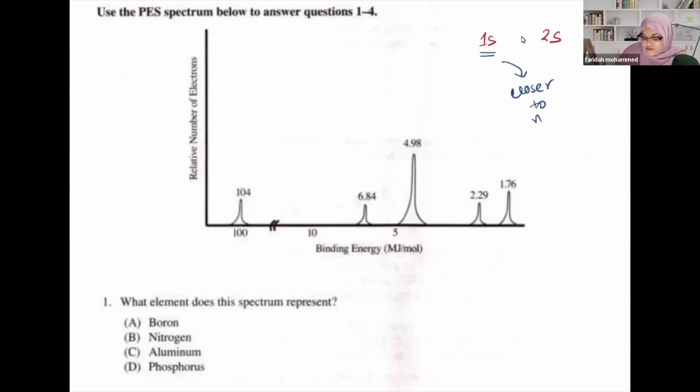closer to the nucleus. When it is closer to the nucleus, it is held more strongly compared to something that is a bit further away, like the 2s orbital. Because this has the highest binding energy and the closest orbital to the nucleus is the 1s, we can say this is probably the 1s, right? So I'm going to start with 1s here, and then you can do 2s, 2p, 3s, 3p, right?